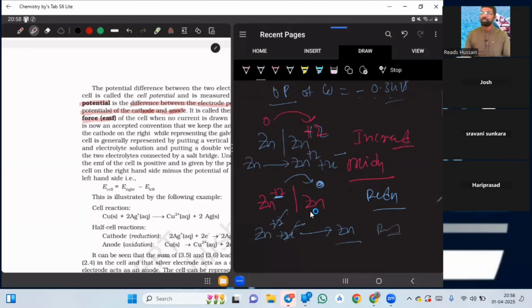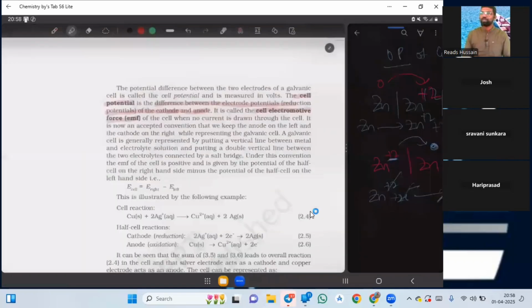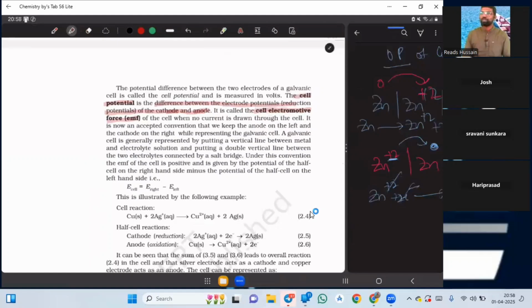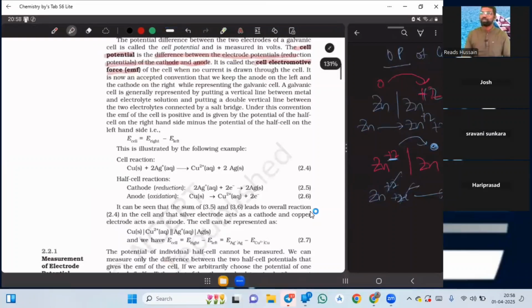Okay, this is how you have to understand oxidation, reduction, oxidation potential, reduction potential. You no need to worry and you keep on listening, and whenever the situation demands, I'll try to repeat the same concept again and again, so you will become perfect.